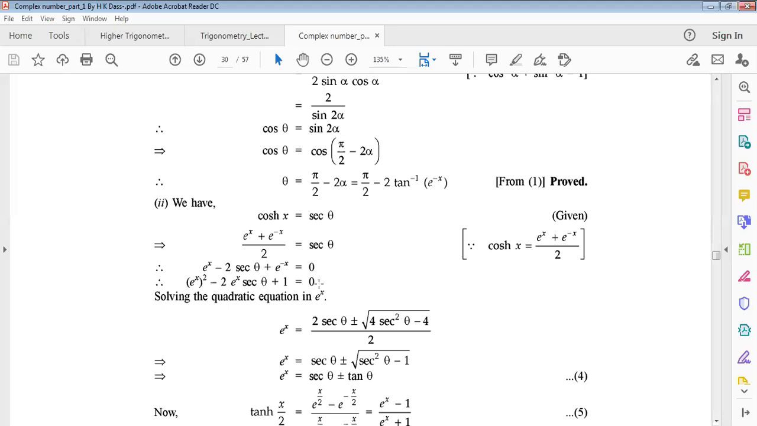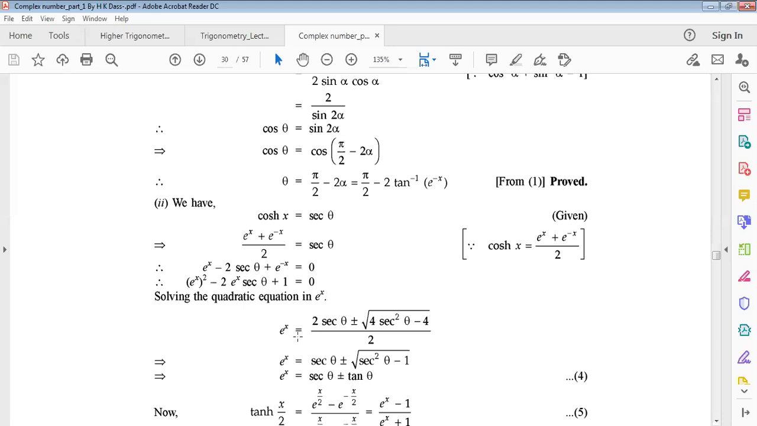Quadratic equation standard form, what? X square plus bx plus c. Here e to the power x looks like x. Consider e to the power x equals x to solve. So solving the quadratic equation in e to the power x, we know x equals, in quadratic form, plus minus b, square root b square minus 4ac divided by twice a.